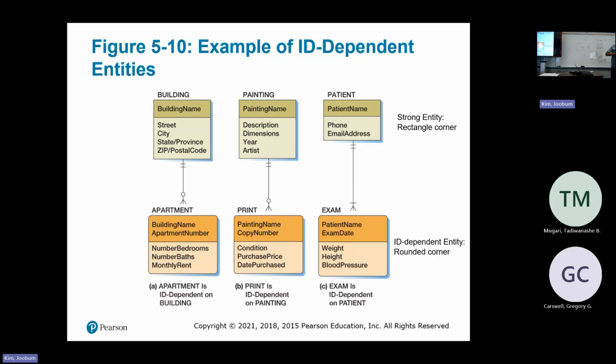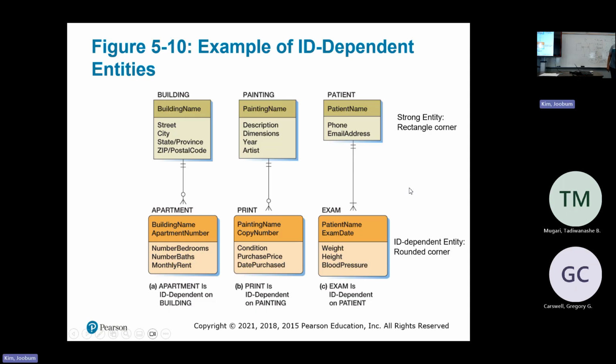So the same example. Apartment or classroom is dependent on what? The building. This is an ID dependent entity. So use what? Solid line. Okay. And painting and print. The print is dependent on painting. So solid line. Patient exam, solid line. So weak entity, ID dependent entity. Okay, we use a solid line.